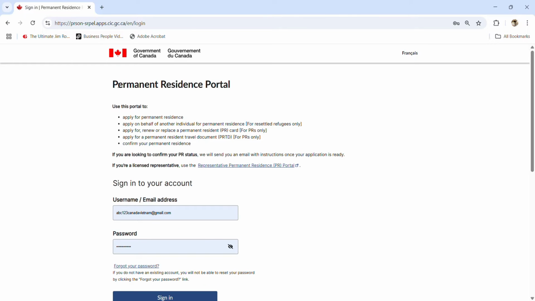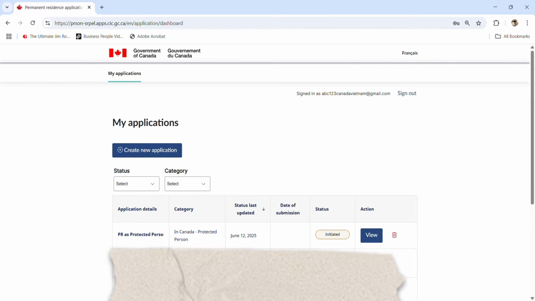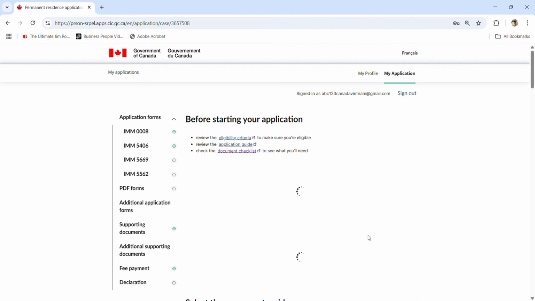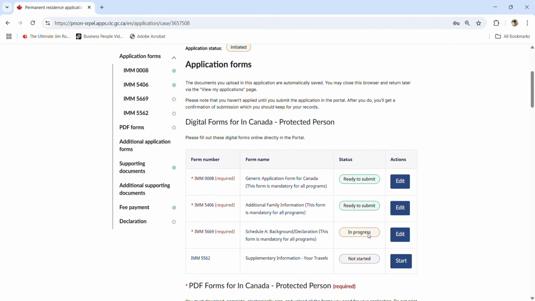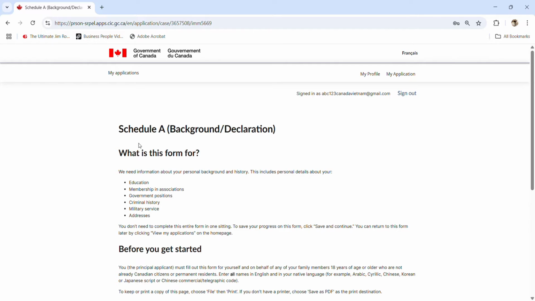You open the permanent resident portal and then enter your username and the password that we created before and then sign in. Okay, so here is the application and then we can click on view so that we can edit. Alright, and here's the form that we are working on today, that is IMM 5669. As you can see in here, the status is in progress. Alright, let's click in here, edit. Here you go guys, that is the Schedule A.